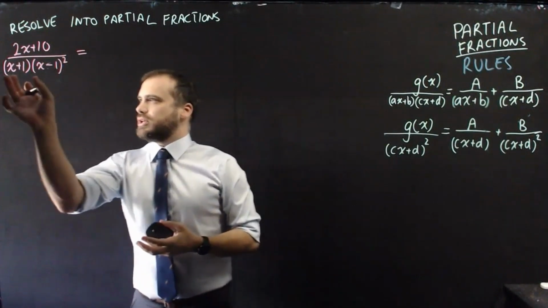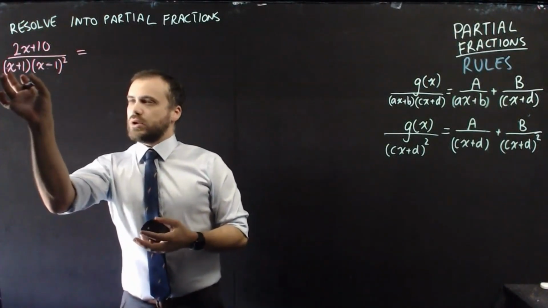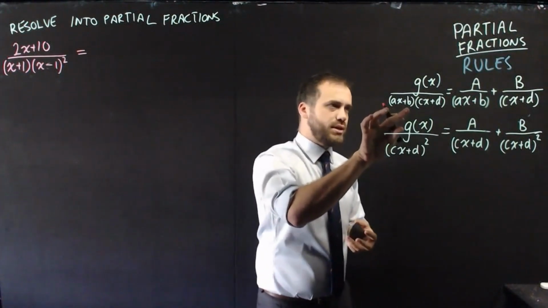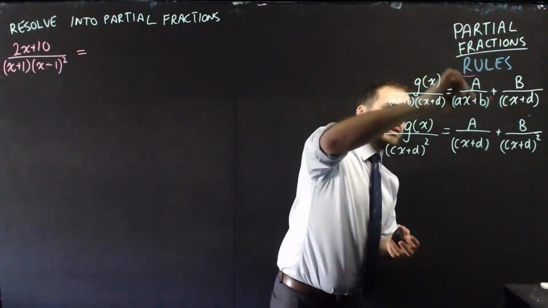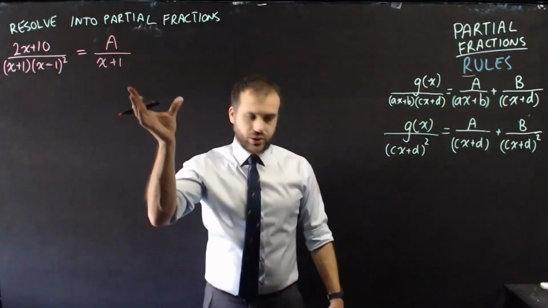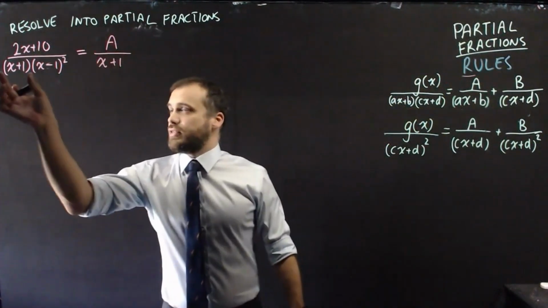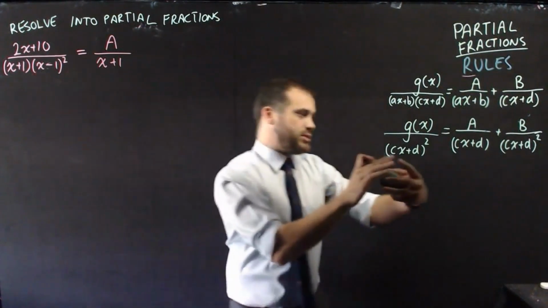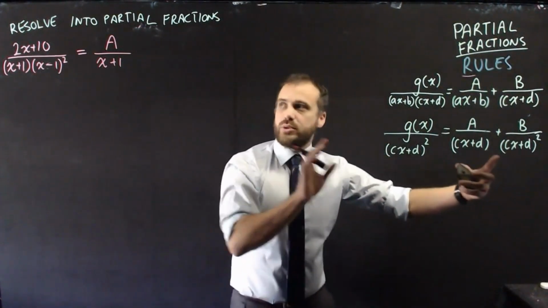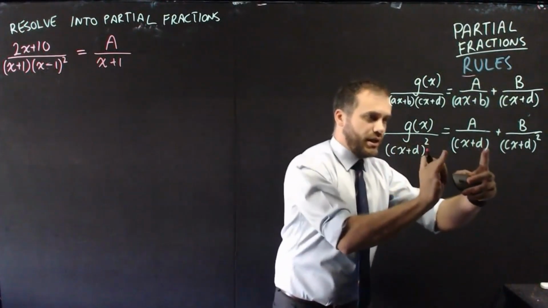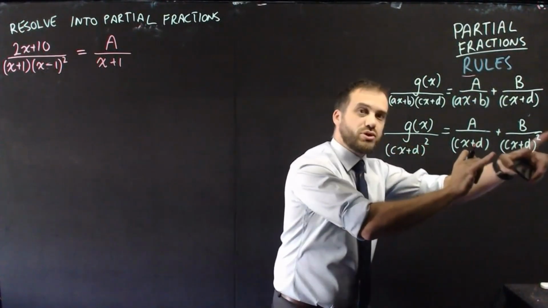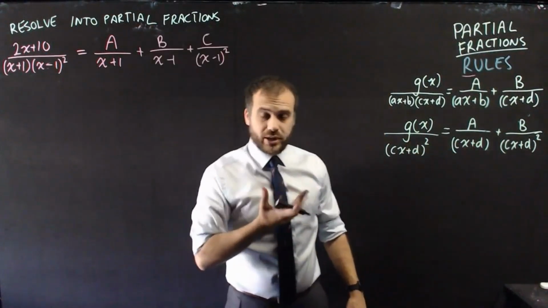All right, so looking at this first bracket, this x plus 1, that looks a lot like this top one here, this ax plus b. So that's going to result in this bit right here. So far so good. We've got a over that x plus 1. Now, this x minus 1 squared, that's going to follow this rule here, which means that we're going to have just the linear term on the bottom, and then we're going to have to also have the linear term squared on the bottom. So we're combining our two rules here.